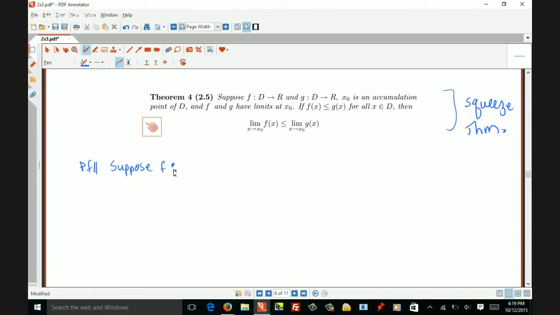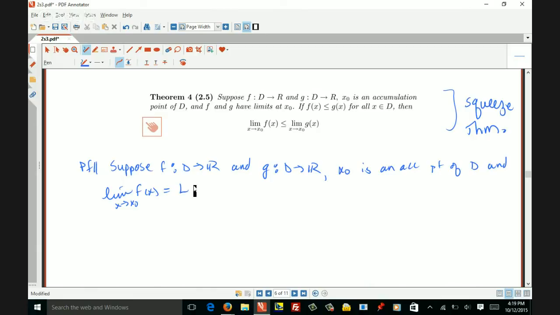Suppose f takes D to R and g takes D to R. x naught is an accumulation point of D, and the limit as x goes to x naught of f. What do we want that to be? What do we want to call it? L. Okay.